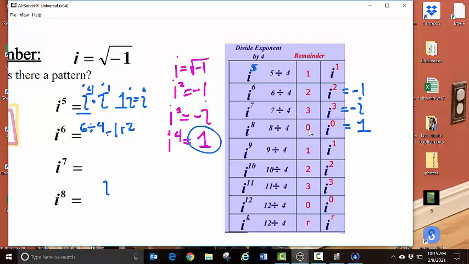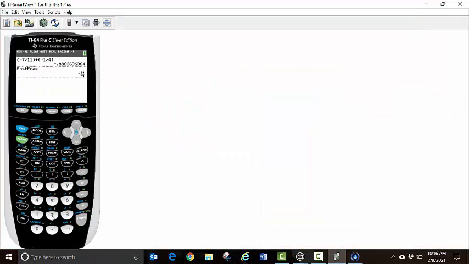So if I had i to the 27th, this is how I would do my homework. I would say 27 divided by 4, it goes in 6 times. So 4 times 6 is 24, so what's my remainder?